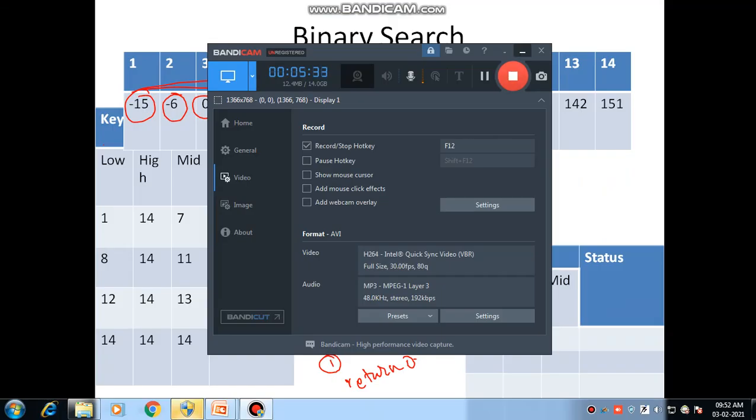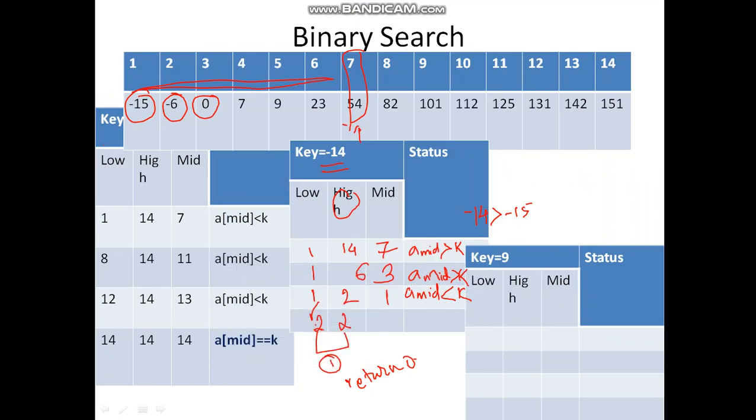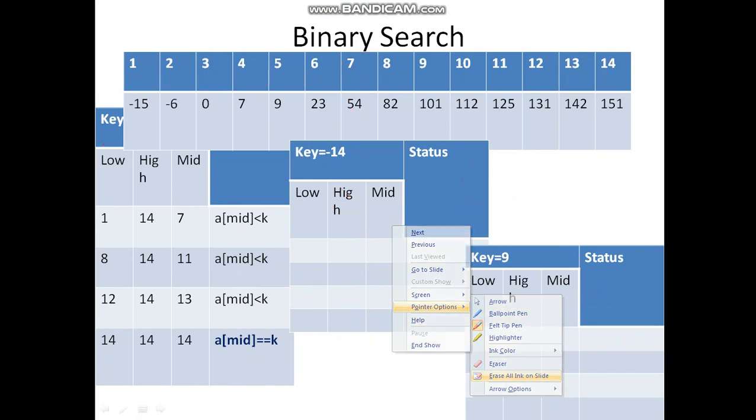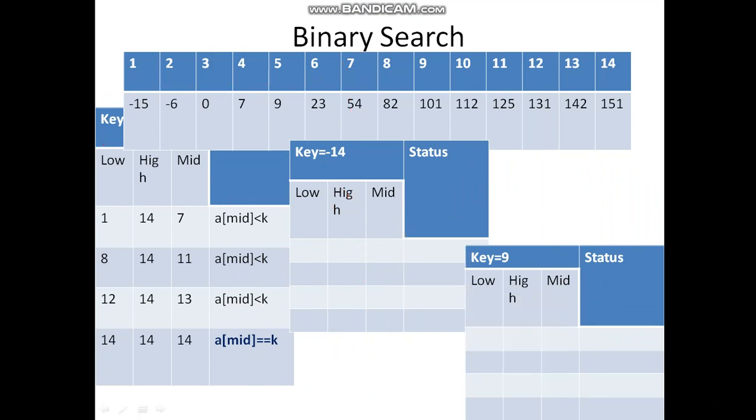Let us try to understand this one by considering another example. I will clear all the things from here, and let us consider key is equal to 9. That is, I am searching for the value 9. I am not searching for A of 9, I am searching for 9. So low is 1, high is 14, and mid will become 7. So 7 contains 54. So A of 7 is greater than the key element that I am searching for. So I have to adjust the high.